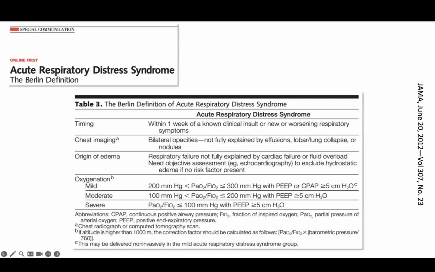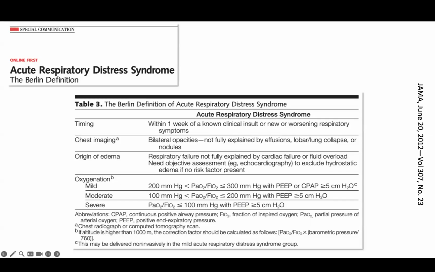Chest X-ray is going to show bilateral infiltrates. There is respiratory failure present, unexplained by cardiac failure or being fluid overloaded. In other words, pulmonary edema is present. You have a PF ratio that is decreased to at least 300 or below, and you and I normally should have a PF ratio greater than 400 for this number.